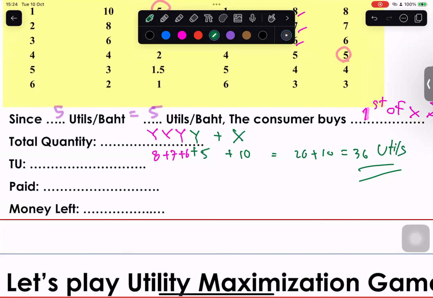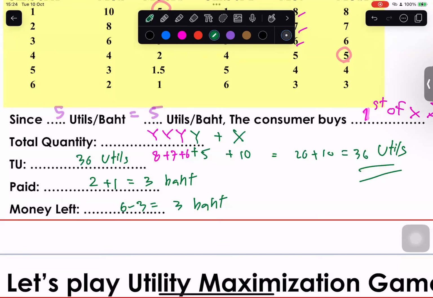TU. This round he purchased good X, cost him 2 baht. Purchased good Y cost him 1 baht. So this round he spent 3 baht. Money left, 3 baht left to be used in the final round. 3 baht left.